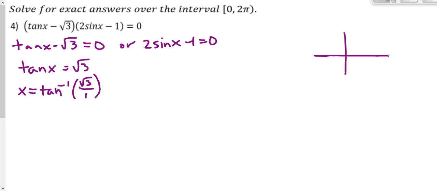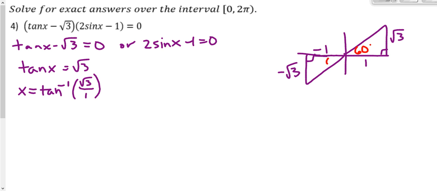It's a positive, so we must be in quadrant 1 or quadrant 3. And tangent is opposite over adjacent, so the opposite is square root 3 and the adjacent is 1. Or if we're in quadrant 3, we have negative square root 3 on the opposite and negative 1 on the adjacent. So what angle do we have there? What's our reference angle? That would be 60 degrees. So one of our answers is 60 degrees and the other answer is 240.